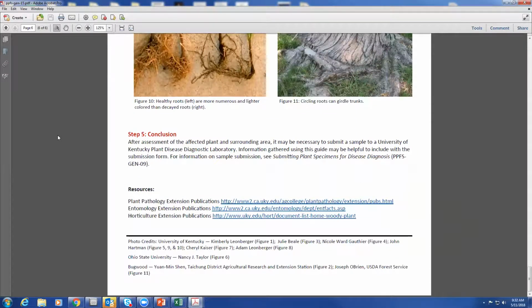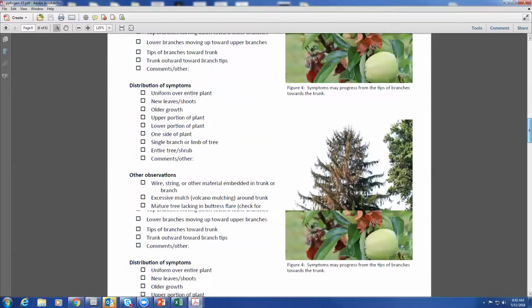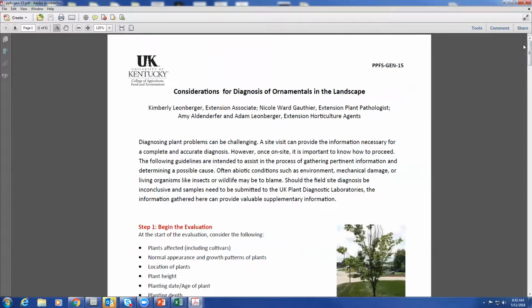So that is, in a nutshell, the field checklist publication. It's actually named, let's go back here. So at the top, PPFS, meaning plant pathology fact sheet. GIN means general. It's not crop specific, and number 15. So PPFS GIN 15 is the name of the pub, Considerations for Diagnosis of Ornamentals in the Landscape.